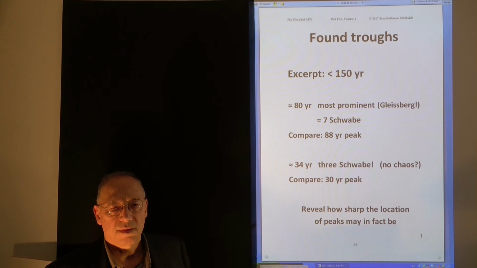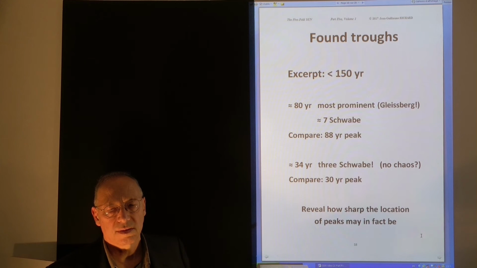It is to be compared with the 88-year peak, and the comparison entails that the 88-year peak, which is very robustly supported by strong evidence, cannot include a variation band of less than 80 years and probably not less than 83 or 84 years, because 80 years is one of the most prominent troughs in the spectra which allow us to reconstruct solar oscillations. The same happens with this second trough at 34 years.